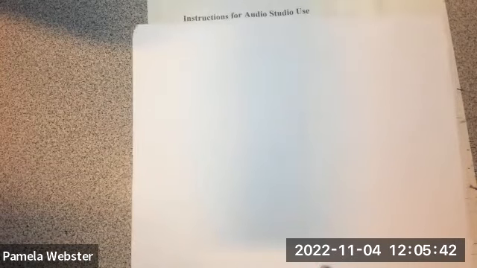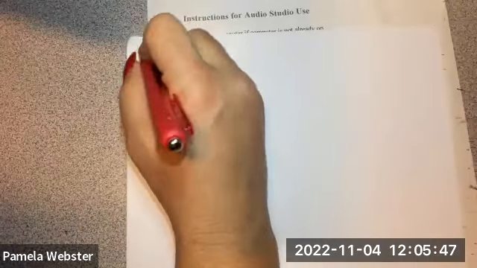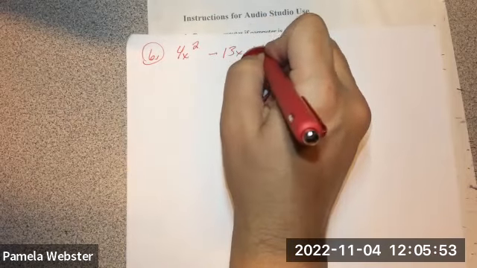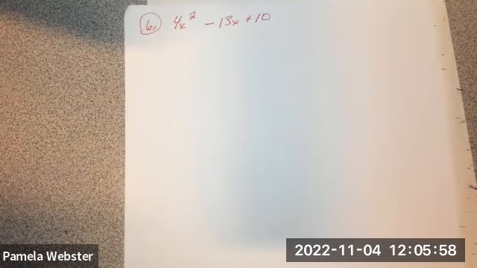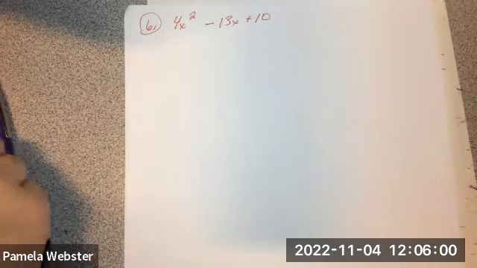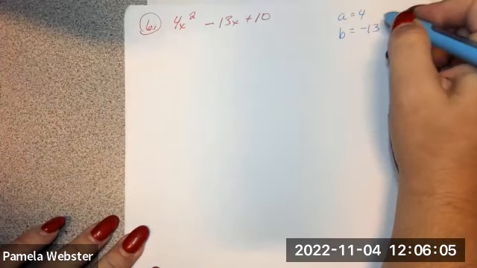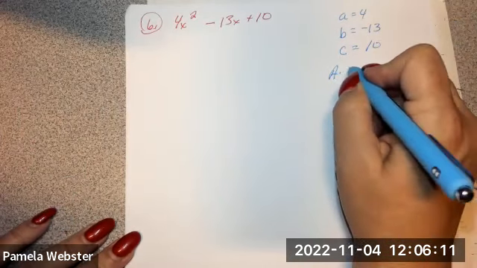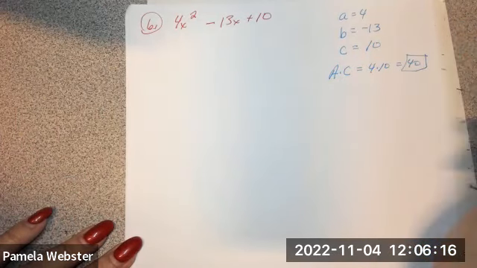All right. This one looks like 4x squared. What number am I up to? 6. 4x squared minus 13x plus 10. Okay. So very similar process going on here. I need my A. A is a 4. I need my B. B is a negative 13. I need my C. C is a 10. Okay. And then I have to figure out what's A times C. Well, that's 4 times 10. That's a 40, right? Okay.